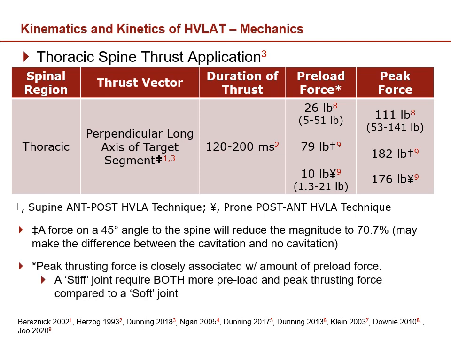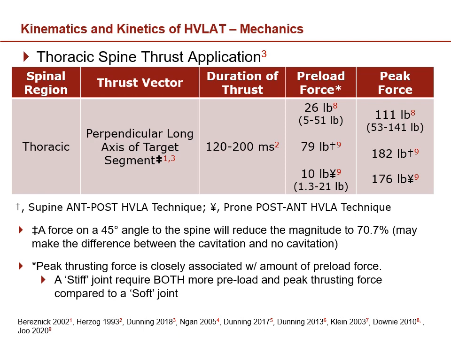So with the thrust application, the thrust vector is perpendicular to the axis of the target segment. So a force at a 45-degree angle to the spine will reduce the magnitude of the thrust by approximately 70%, which is significant. This may make the difference between a cavitation and no cavitation. The duration of the thrust is a little bit longer than that of the cervical spine. It's 120 to 200 milliseconds, whereas the cervical spine, as we saw, could be as quick as 60 milliseconds.